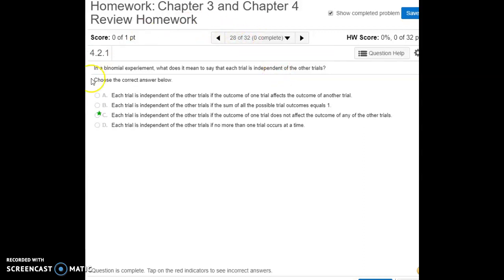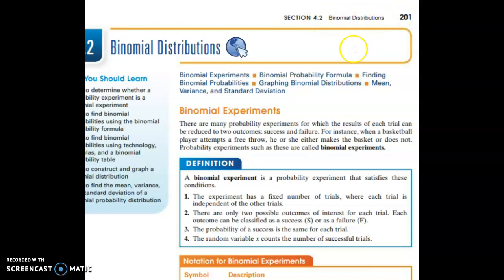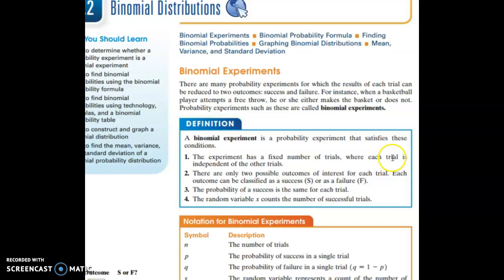Number 28, we are talking about a binomial experiment. And these are covered in 4.2. And here's the criteria. One thing is that each trial must be independent of the other trials. And all that means is that the outcome of one trial has no effect on the outcome of any other trial.